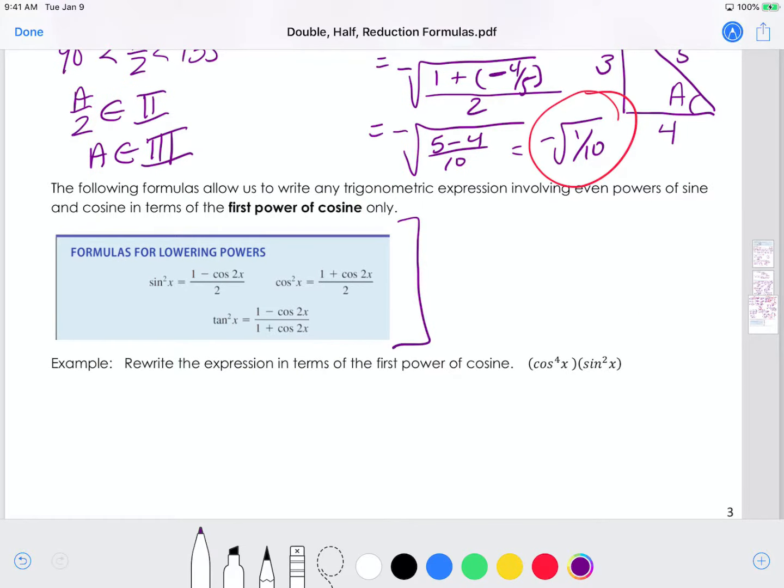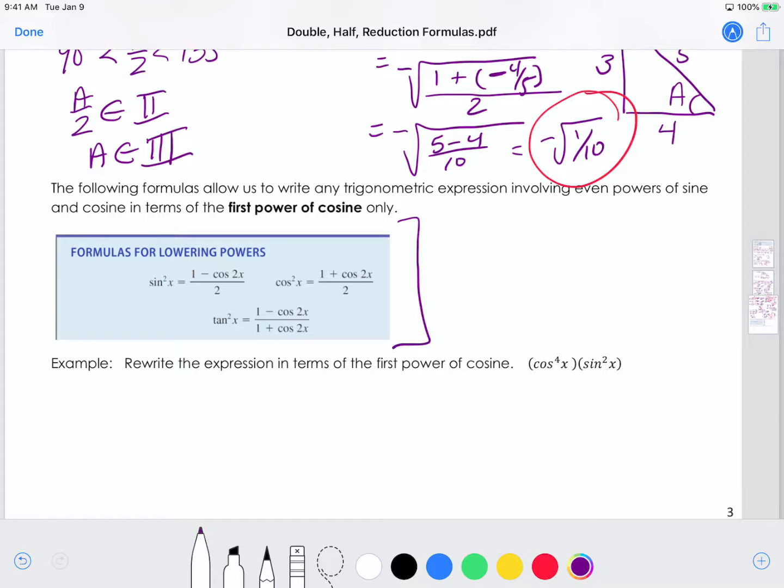In this last example, I'm going to talk to you briefly about formulas for lowering powers, and sometimes they're called reduction formulas. It's just a way to take something that's squared and rewrite it in the first power, using double angles. It's not something that we use very often in this class, but I do want to expose you to it so that if you ever want to pull this out of your toolbox and use it for something, you've seen it before and you know that it's available to you.